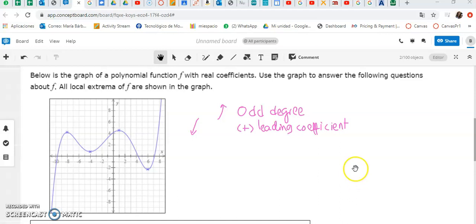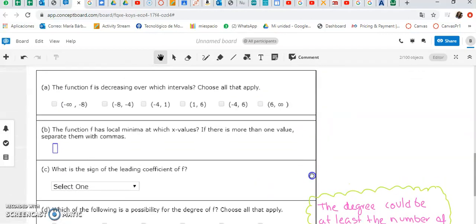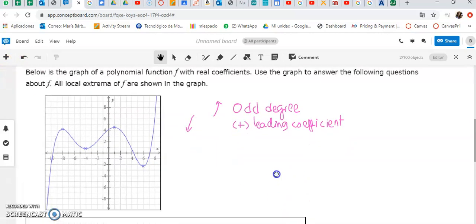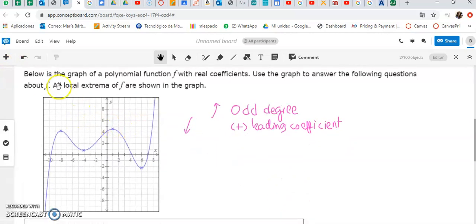Hi, dear students. Look, in this other exercise, we have to answer 4 questions that we're going to see in a while. Check, they are giving us the graph of the polynomial function. It says, below is the graph of a polynomial function f with real coefficients. Use the graph to answer the following questions about f.